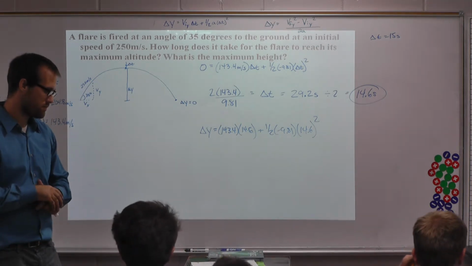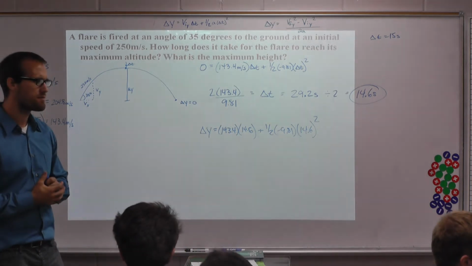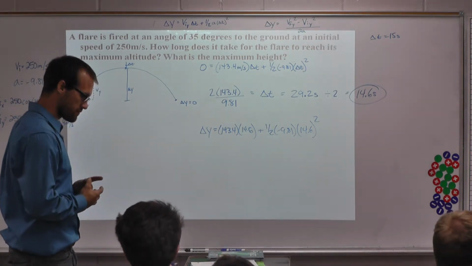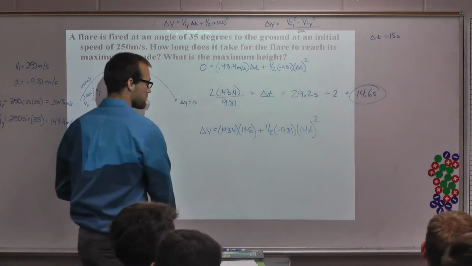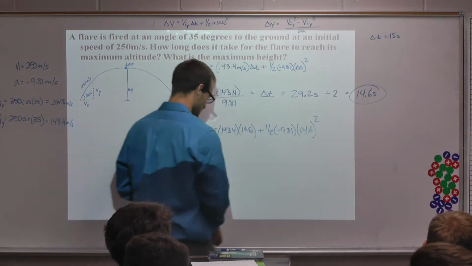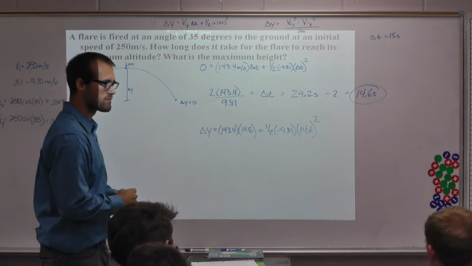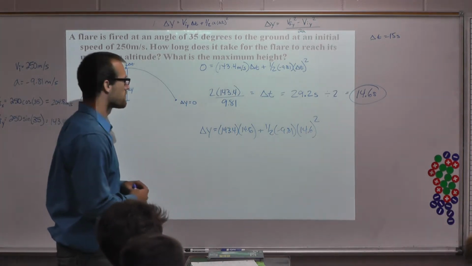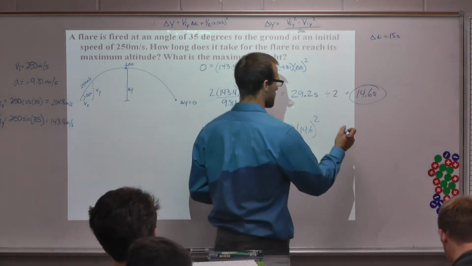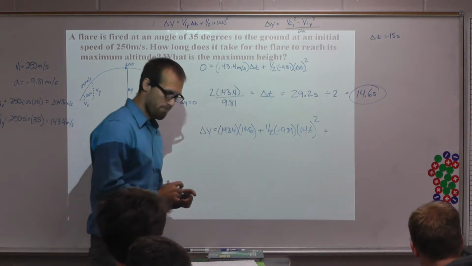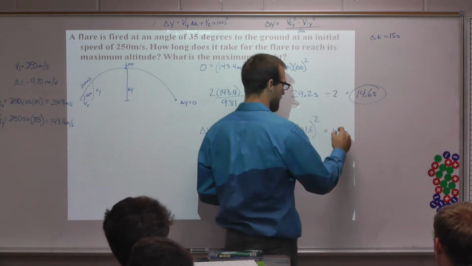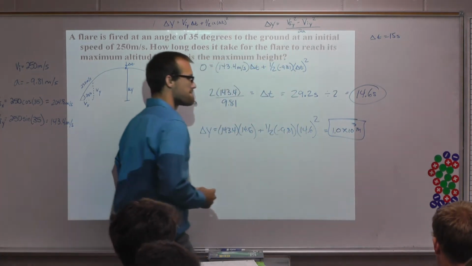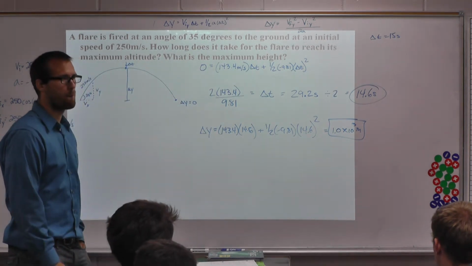What did you get? I got 1.0 times 10 to the third. Yeah, it's the same answer, it's 1,048, just without the sig figs. Oh, gotcha. I was too smart. What do we get? 1.0 times 10 to the third meters, or 1,048 meters. Yep. Questions so far?